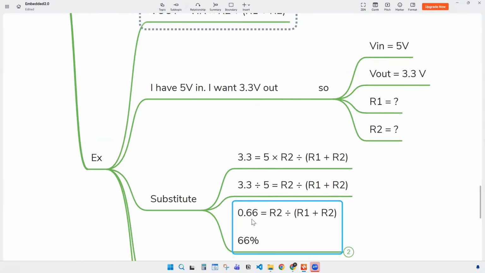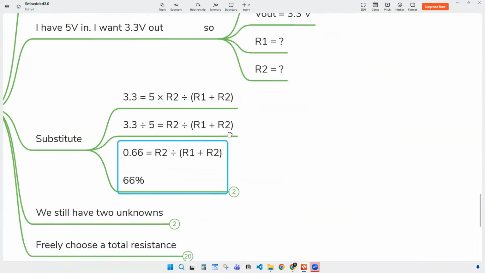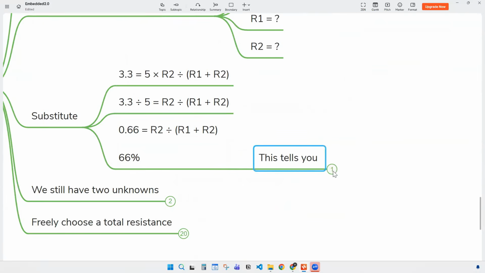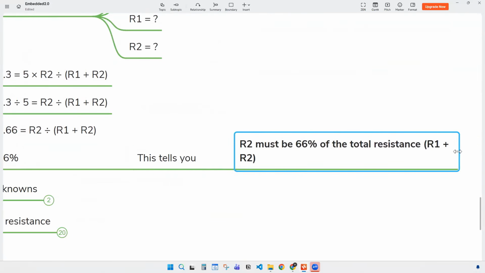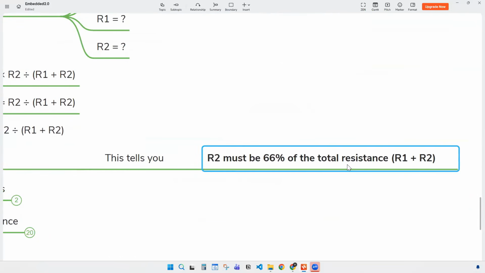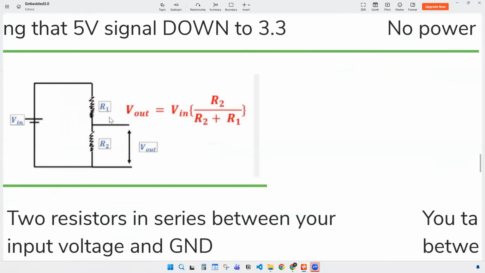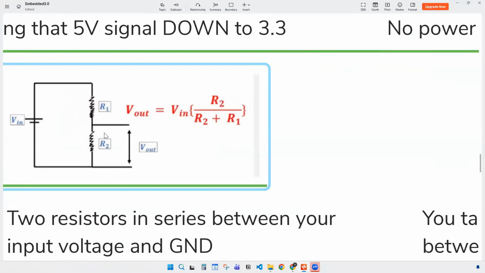0.66, if you are representing it in terms of percentage, is 66%, right? And here we have R2. So what does this answer really mean for us? It tells you R2 must be 66% of the total resistance. Here we have two resistors, so out of these two resistors, what is that 66% telling you? This R2 is going to be 66% when compared with the total resistance. That's the meaning of it.